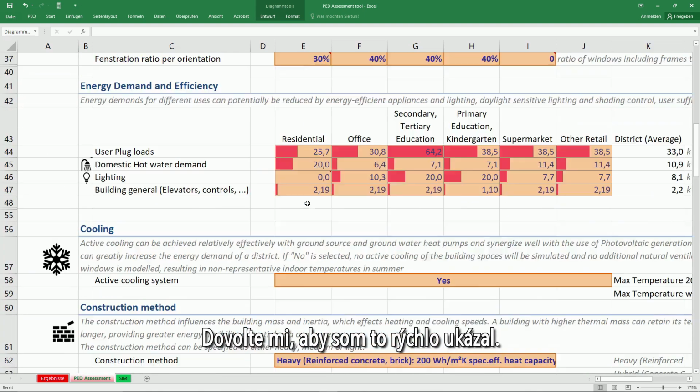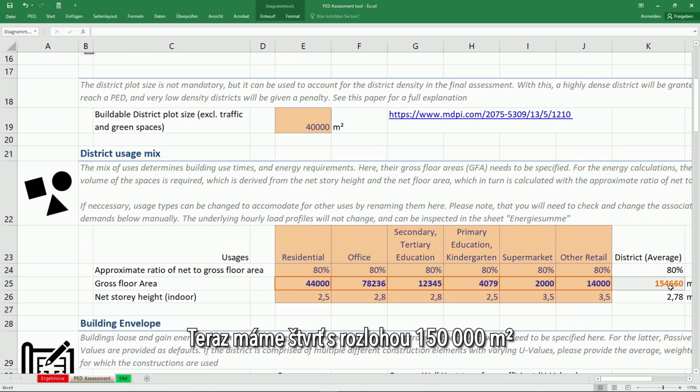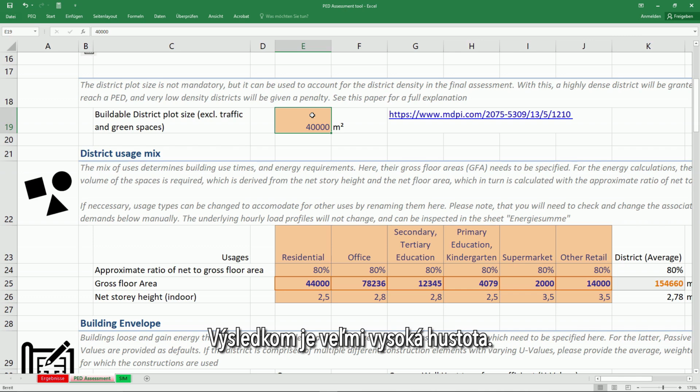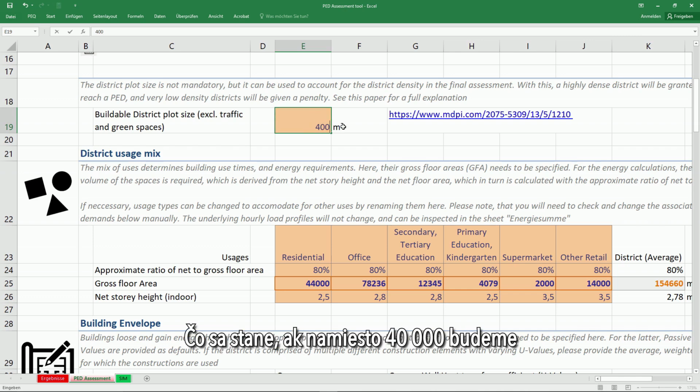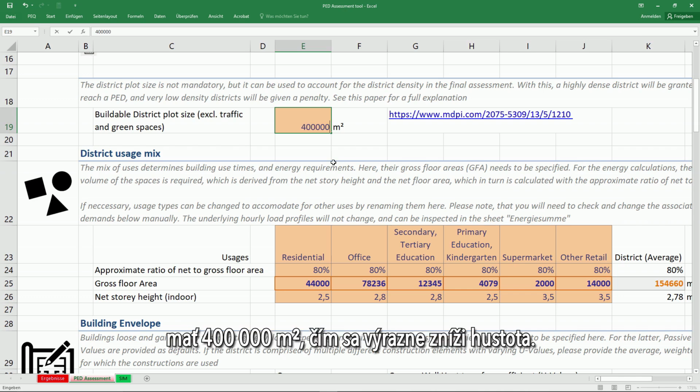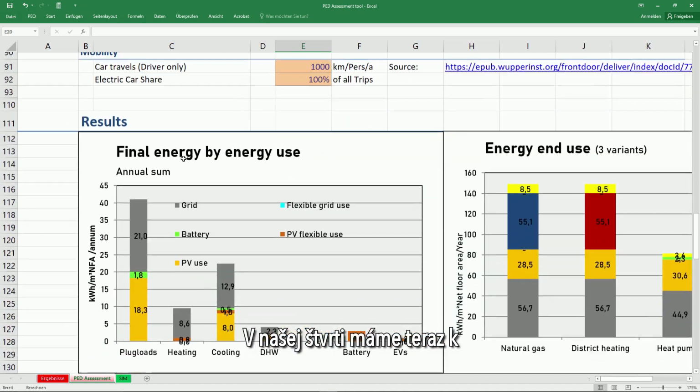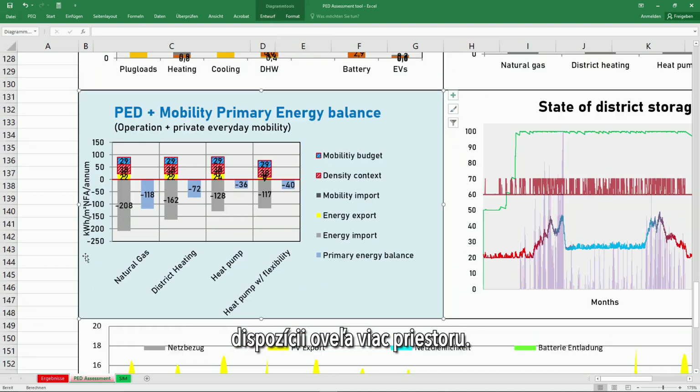Let me just show this real quick. We now have a 150,000 square meter district on a 40,000 square meter plot. This results in a very high density. What happens if instead of 40,000 we have 400,000 square meters, significantly reducing the density? We have a lot more space available in our district now, and this space could be used for photovoltaic generation, right?